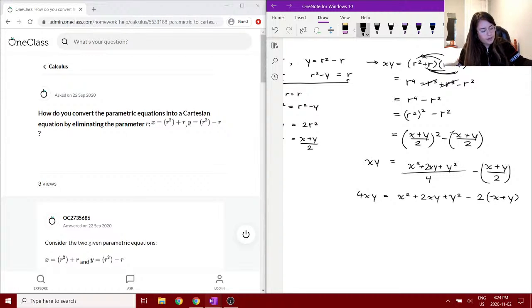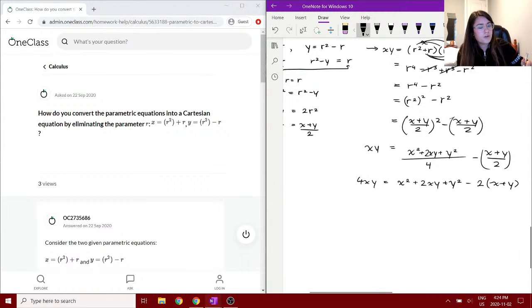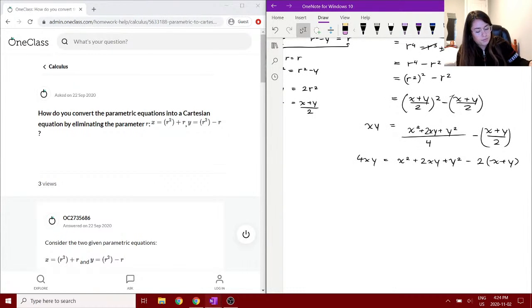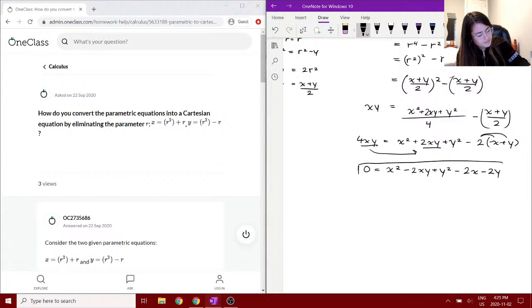Alright, now we can rearrange because, as you can see, we only have x and y left. So we have our final equation. We're just going to rearrange it and set it to 0 so it looks like a normal Cartesian equation. So we have x times y on either side. So moving that over, we have 0 is equal to x squared minus 2xy plus y squared, and then I'm just distributing the minus 2 into the bracket, and we have minus 2x minus 2y. Alright, and that's your final equation.